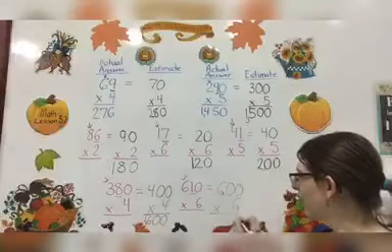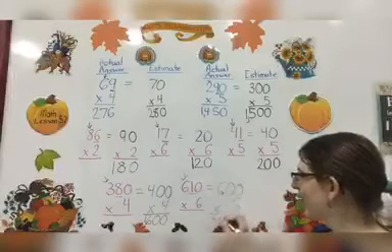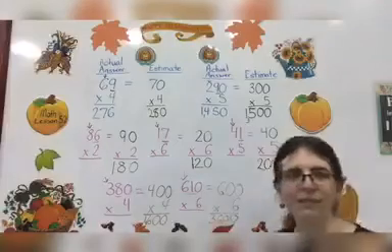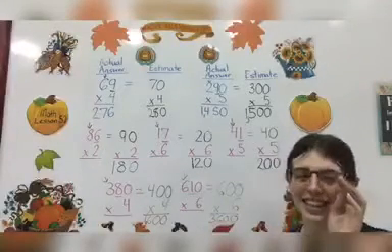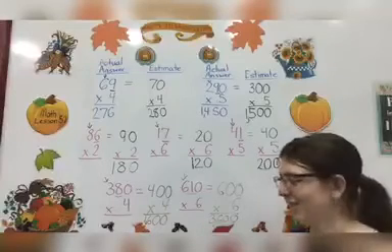6 times 0 is 0. 6 times 0 is 0. And 6 times 6 is 36. So we have 3,600 as your answer. Don't forget to put your comma in your answer.